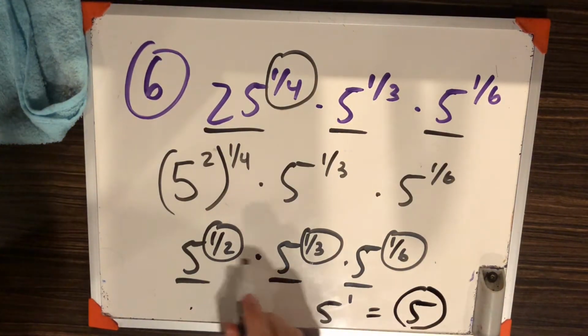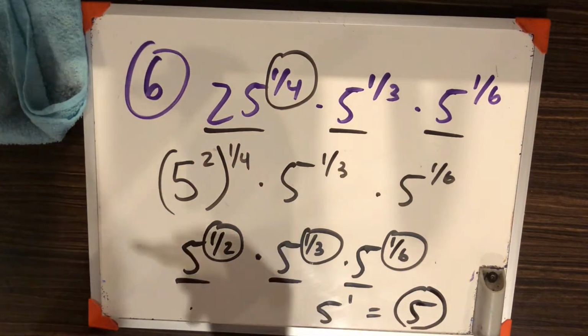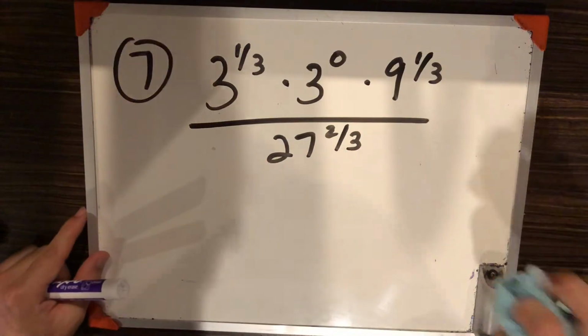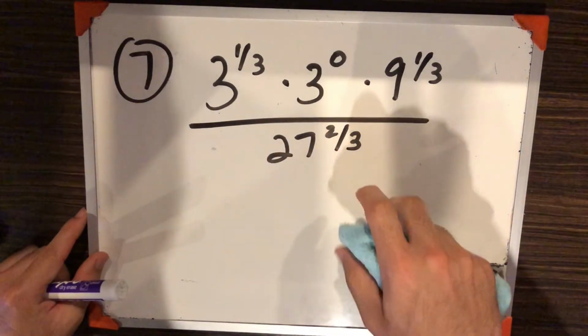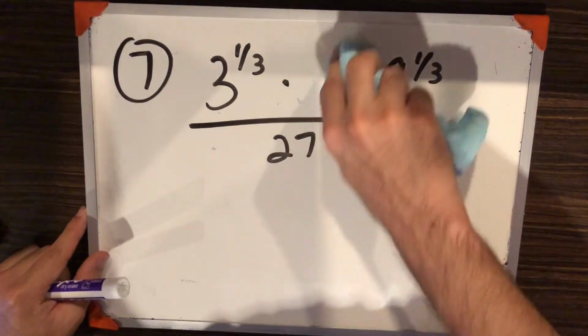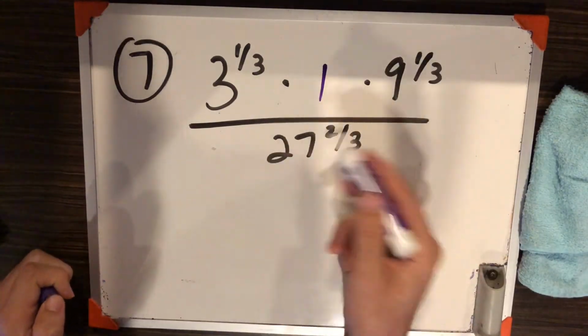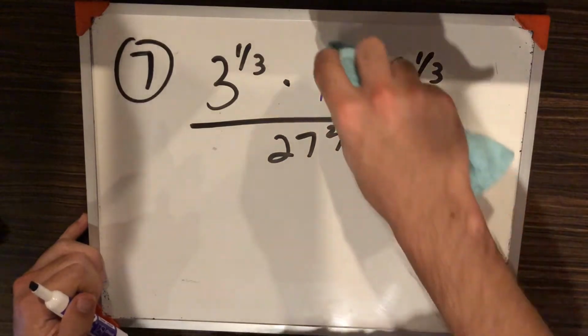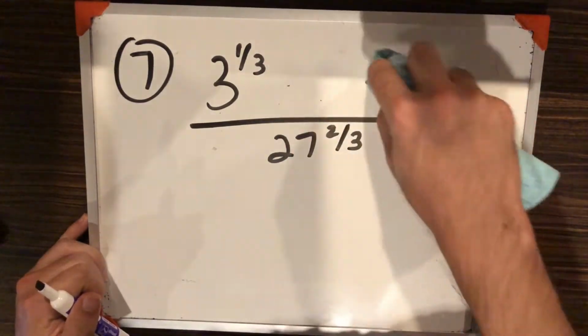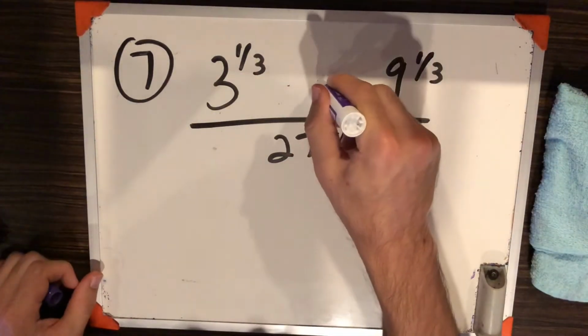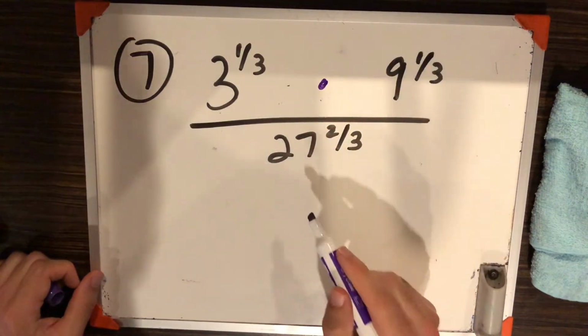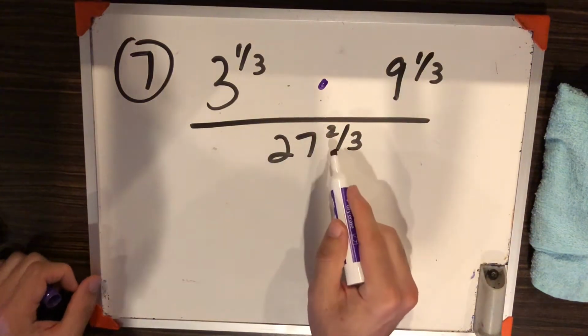Okay, you'd have to change your denominators here, at least for this and this, to make it look like 6. All right, number 7. Number 7, we have this expression. We have 3 to the 0. We can change 3 to the 0 into 1. But then again, we don't really need that 1 there since it's not going to really affect our answer. So what we have here is 3 to the 1/3 power, 9 to the 1/3 power over 27 to the 2/3 power.